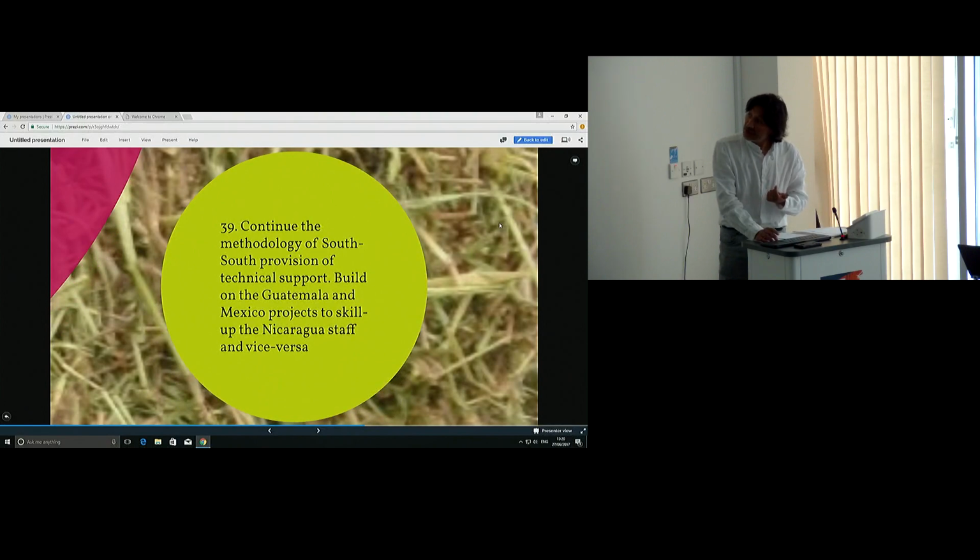Continue the methodology of south-to-south provision of technical support. It seems that they have some practice in terms of people going from Guatemala to Nicaragua. It seems that everyone within the team remembered that. Maybe it was because all of them were speaking Spanish, I don't know.